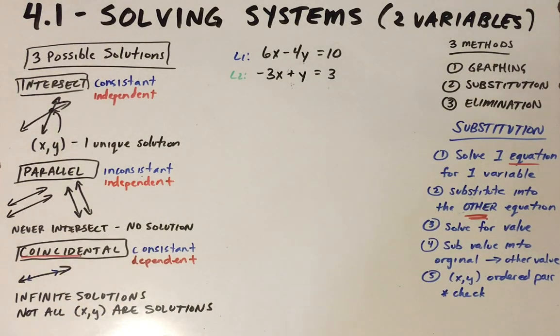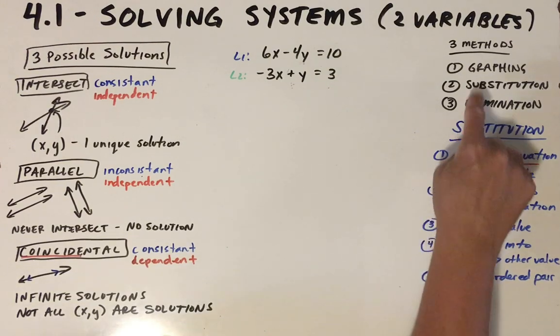All right, here we are again, 4.1. This is 4.1 part 2. We're solving systems of linear equations in two variables. At the end of 4.1 part 1, I said we're going to talk about the other two types of equations. I didn't mean two types of equations, I meant the two other methods.